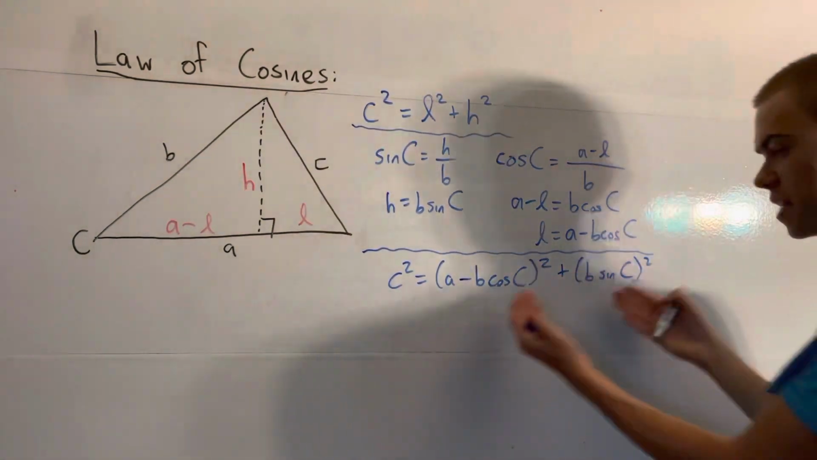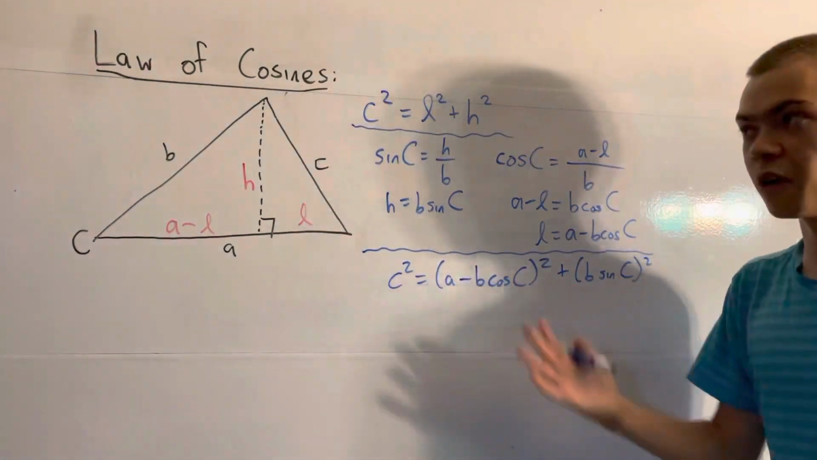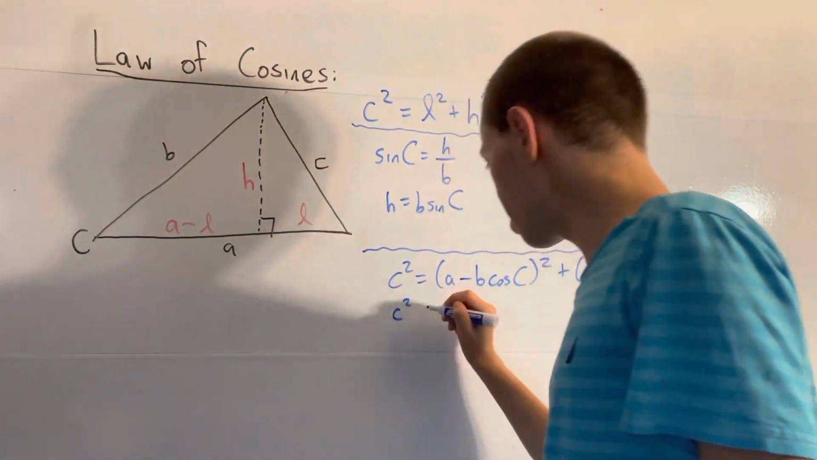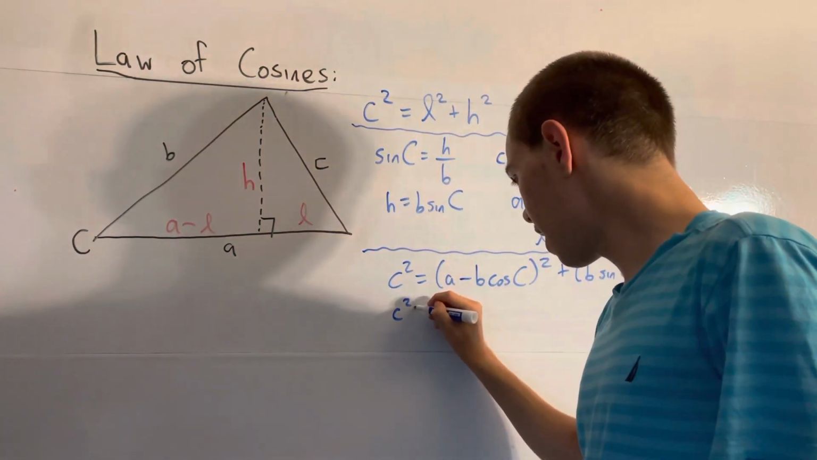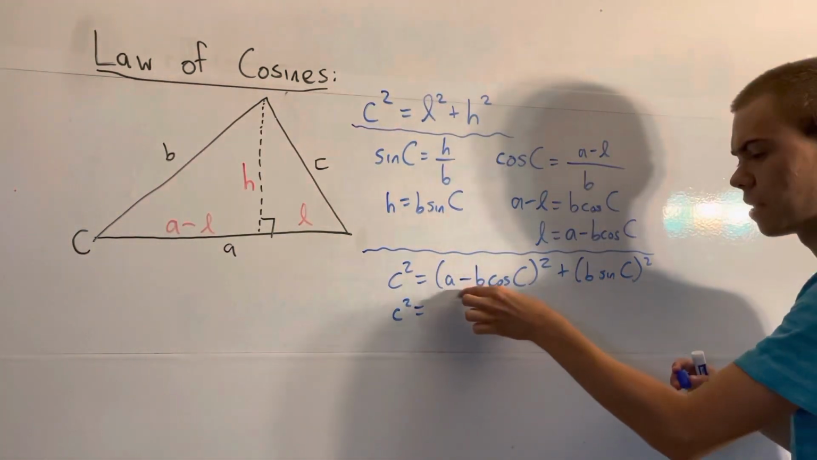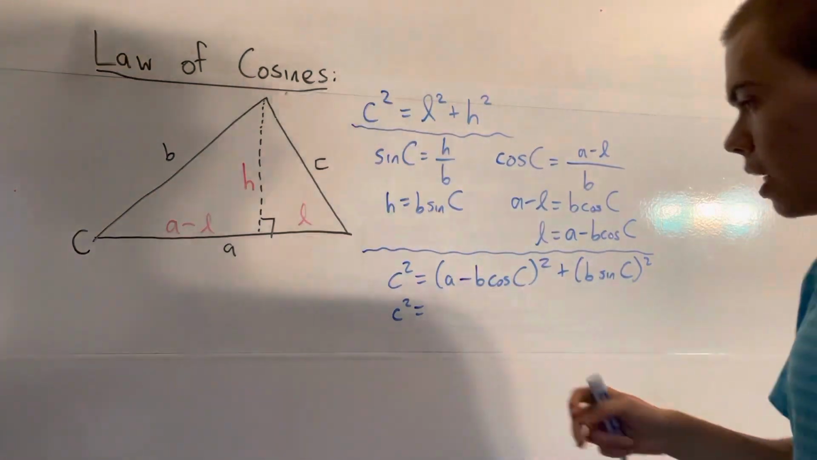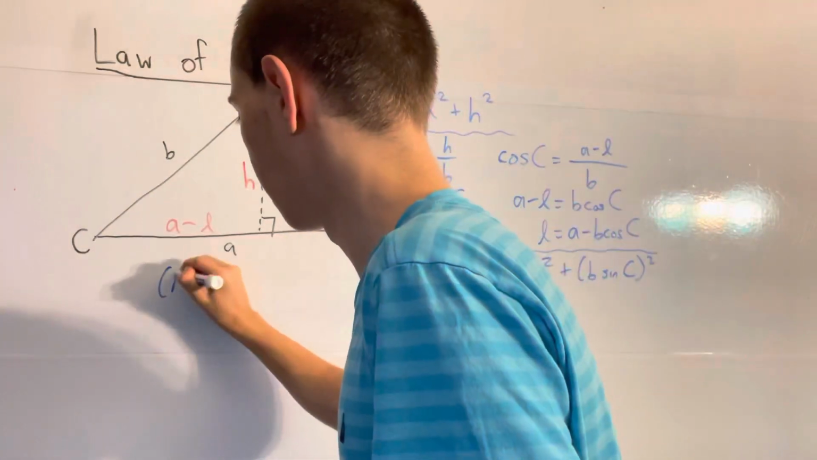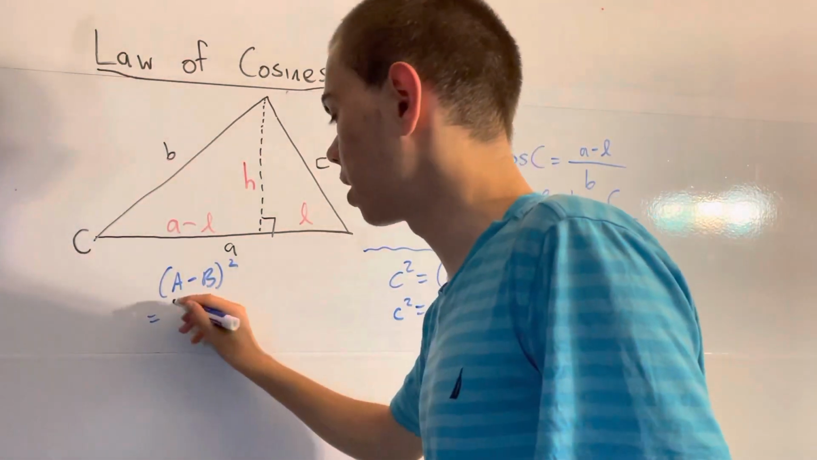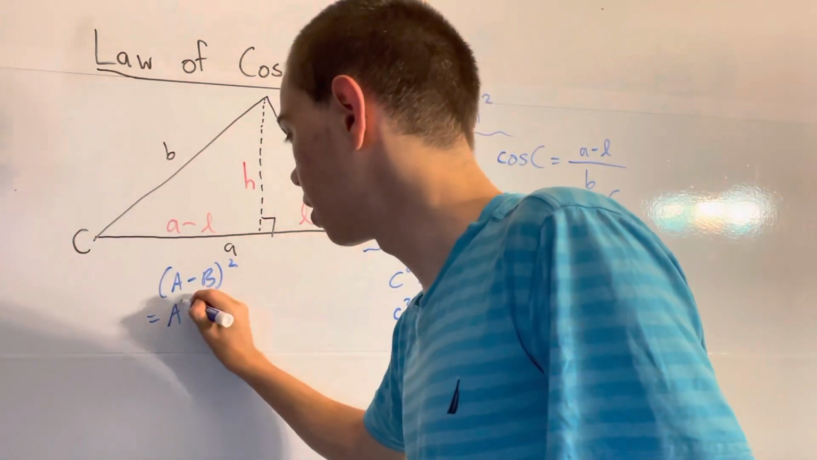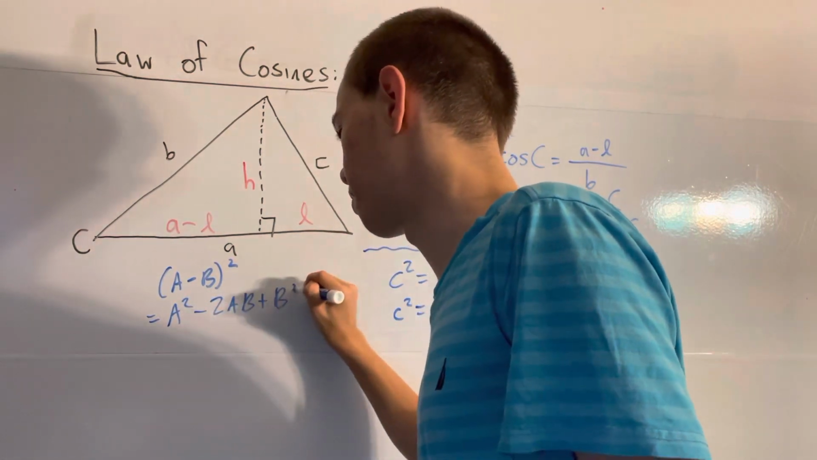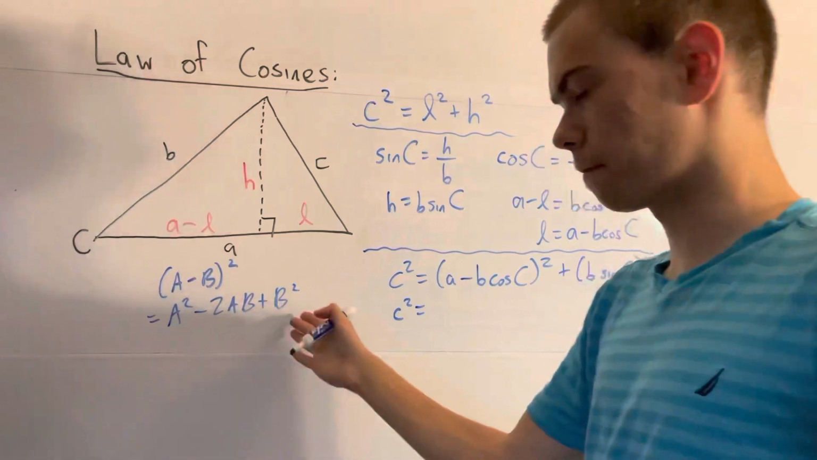So all we have to do now is simplify this. And that's it. That would be the law of cosines. So let's just simplify this. How do we expand something like this? This is similar to the idea of A minus B squared. So if you were to expand this out, it goes A squared minus 2AB plus B squared. I'm assuming you guys already know that, right? Pretty simple.